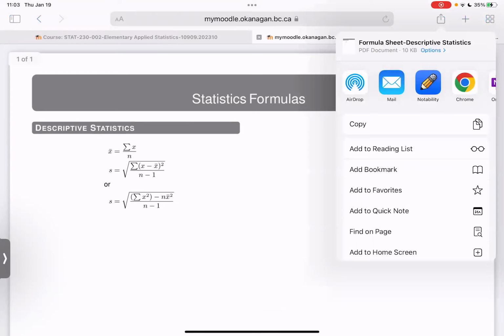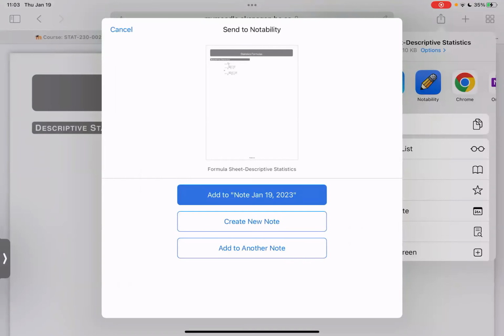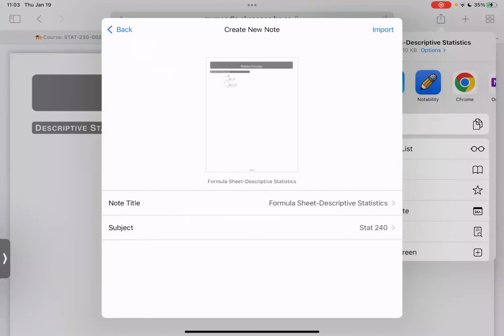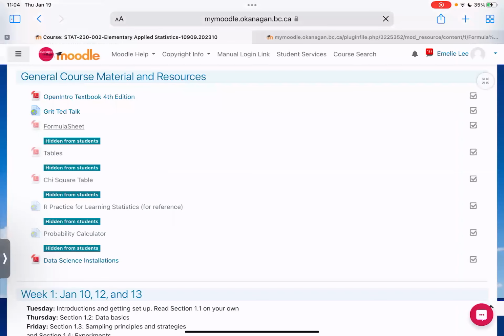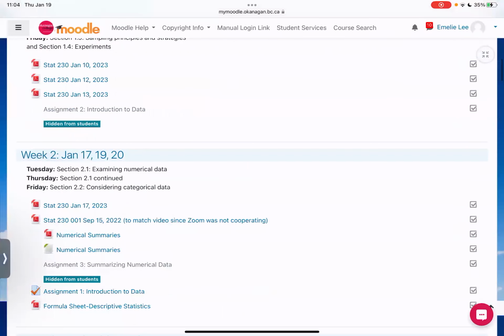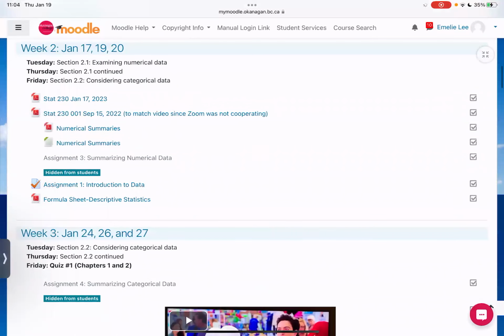Okay. I'm gonna put this into Notability, create new note, and stat 230, there. Okay. Let's see here. 2.1 is a huge section, right? So we're gonna continue 2.1. We'll see if we're able to wrap it up or not. And then if we are, we'll start 2.2 tomorrow, but I suspect we're gonna spend all week in 2.1, and that's totally fine. There's a lot to cover in there.